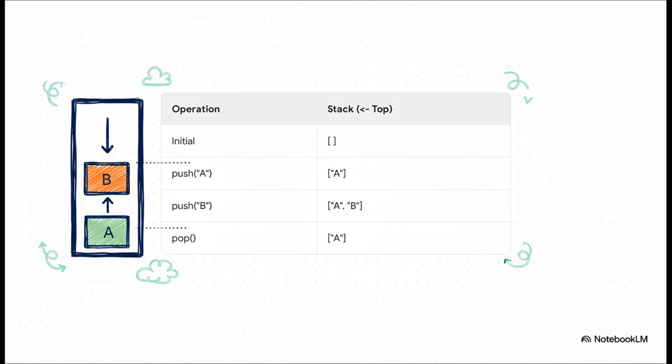Let's just watch it happen. We start empty, we push item A onto the stack. Easy enough. Then we push B. And notice it goes right on top of A. Now here's the key part. When we pop, which one comes off? B, of course. The last one in is the first one out. That leaves only A in the stack. It's always about what's on top.